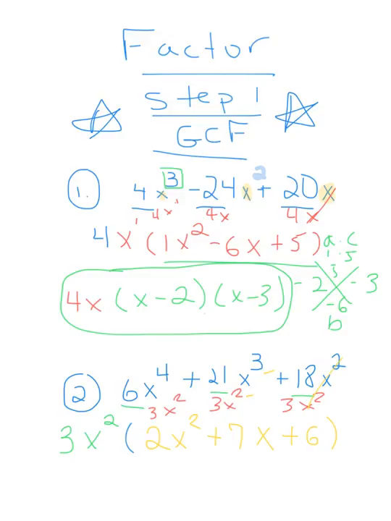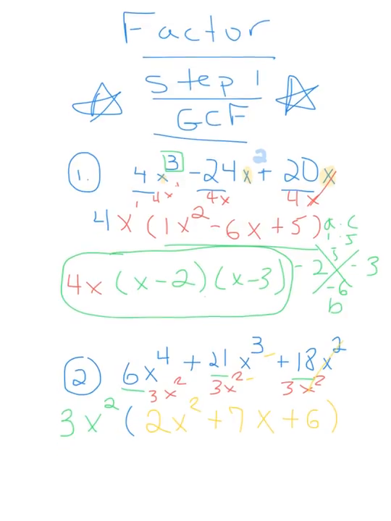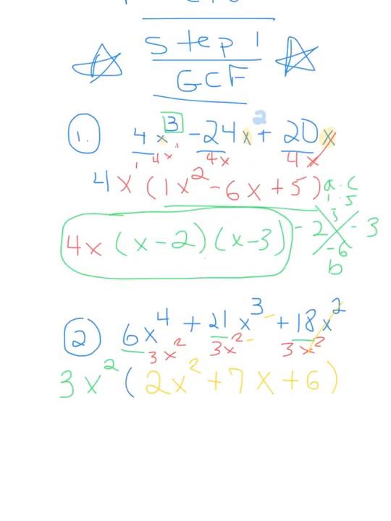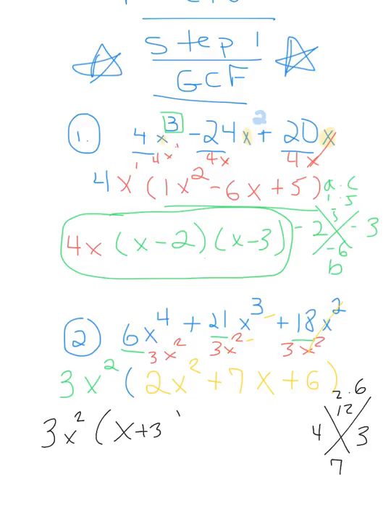So again, what I want you to think about is that you're not completely done yet. We still need to factor. How you're going to factor here is by setting up that x. 2 times 6, that adds to 7. So what are the factors of 12 that add to 7? Hopefully you all thought 4 and 3. So now I write those factors out, x plus 3 and x plus 4.